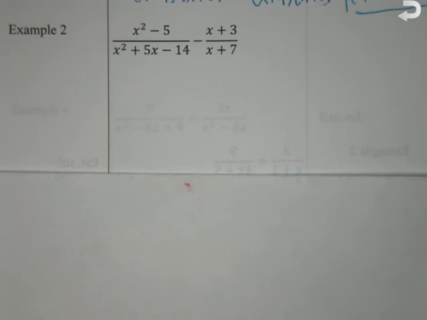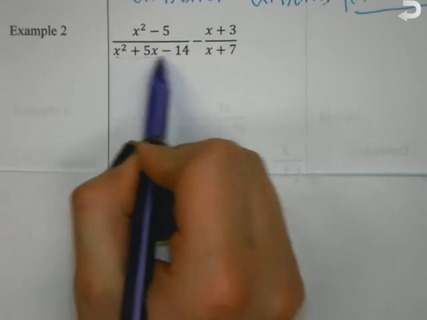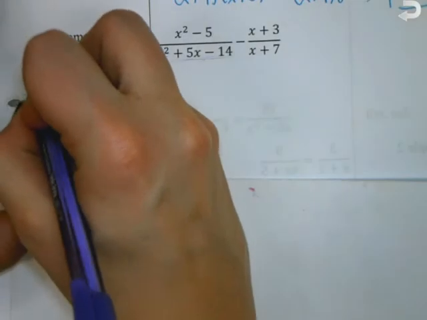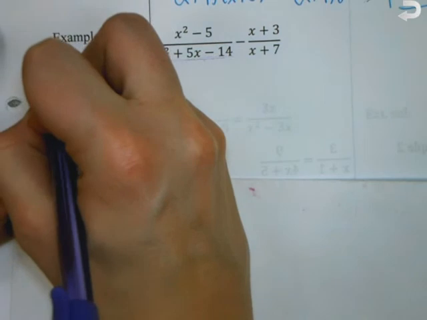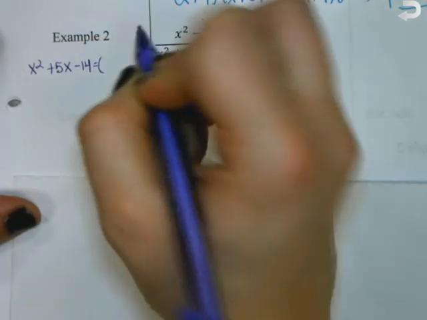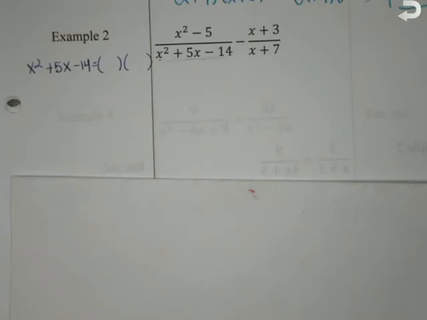Okay, so what we need to do here is find a lowest common denominator. Before we do that, we need to factor this out so we can see what the individual factors actually are. So I'm going to do that work off to the side. x squared plus 5x minus 14. We want to factor that. What two things multiply to negative 14 and add up to 5? Yep, x plus 7 and x minus 2.